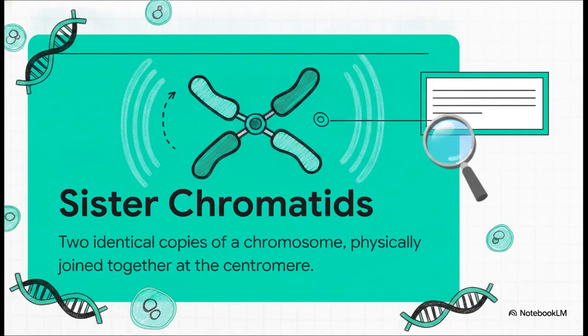Now, before a cell can divide, it has to double its information, right? Notice how the single chromosome replicates. Suddenly, we have two perfectly identical copies, and we call these sister chromatids. This step guarantees that each new cell is going to receive the exact same genetic information. And check out that physical joining point right in the center, clearly labeled there. That is called the centromere. It's exactly what holds those two identical blueprints together before they're finally pulled apart.